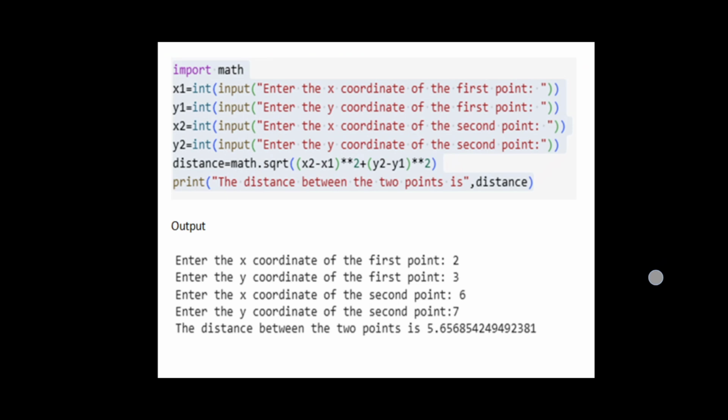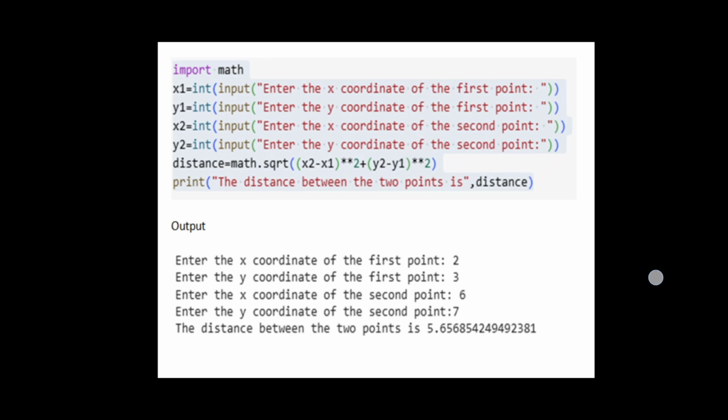Then distance equals math.sqrt. Here sqrt is square root of (x2 minus x1) whole square plus (y2 minus y1) whole square. And then the distance between the 2 points is, that should be under double quote, comma, distance.